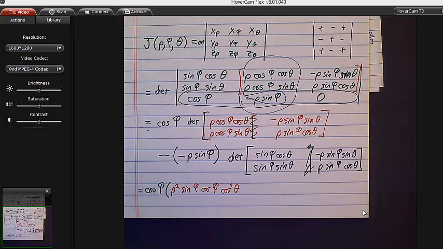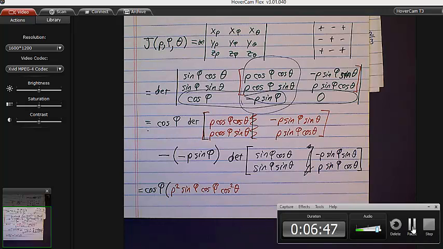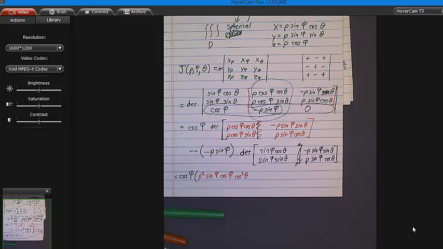Not many. I'm going to pause and catch people up, and then we'll continue the recording. So the cosine of phi times, we're doing that and that, right? So we get rho squared sine phi cosine squared theta. Matthew.